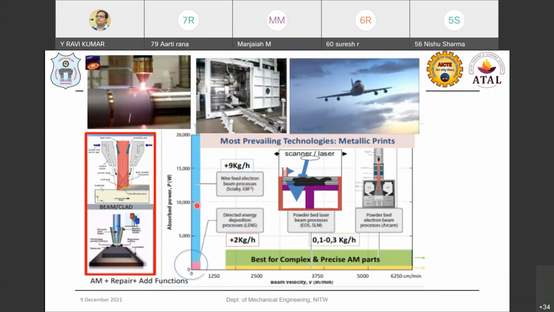But in the case of DED, we can manufacture 2 kg per hour; that is the production rate we have in the direct energy deposition process. But in the case of SLM, with the EBM system or the laser system, we have 0.1 to 0.3 kg per hour of production rate. It means the scan speed is very high in the case of electron beam or powder bed systems, but the scan velocity is less in the case of DED.